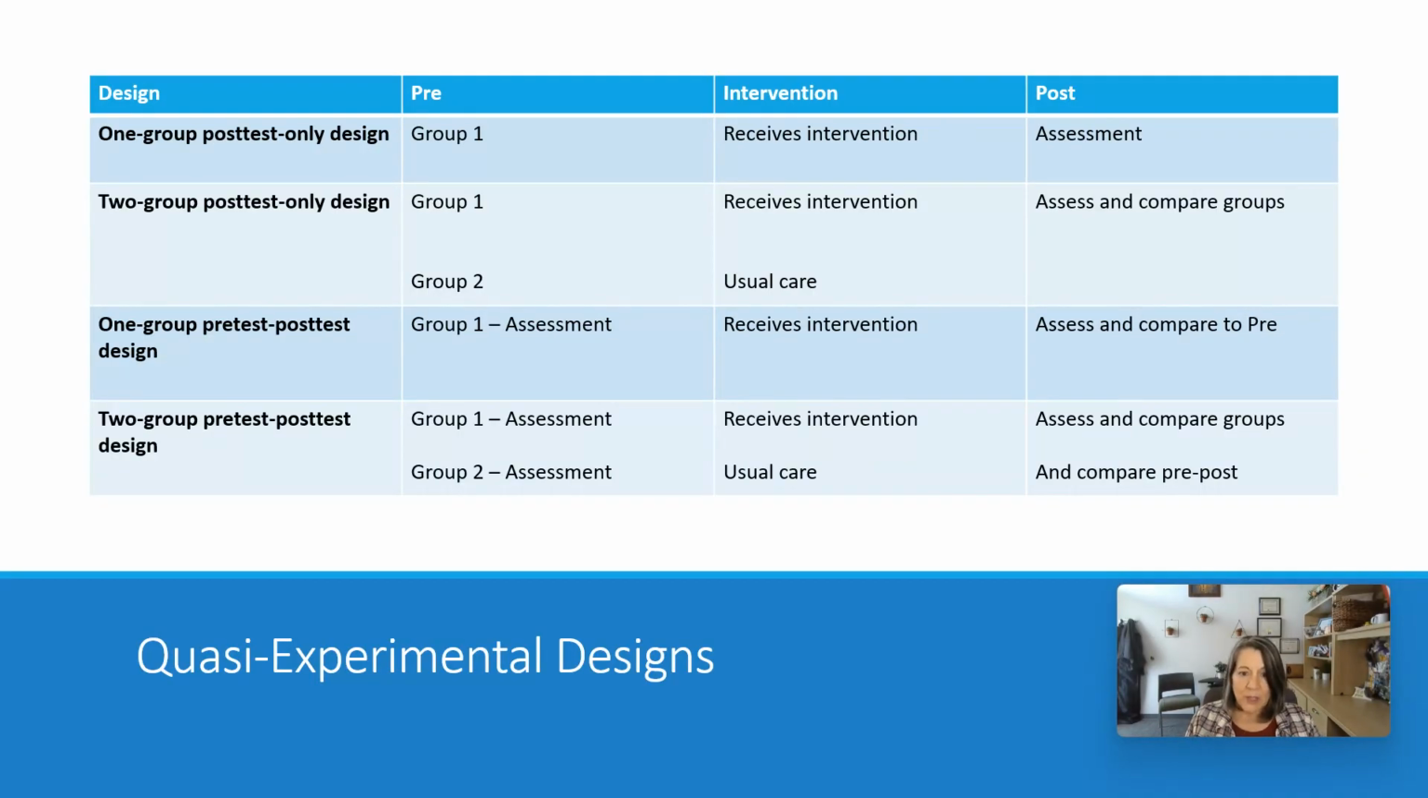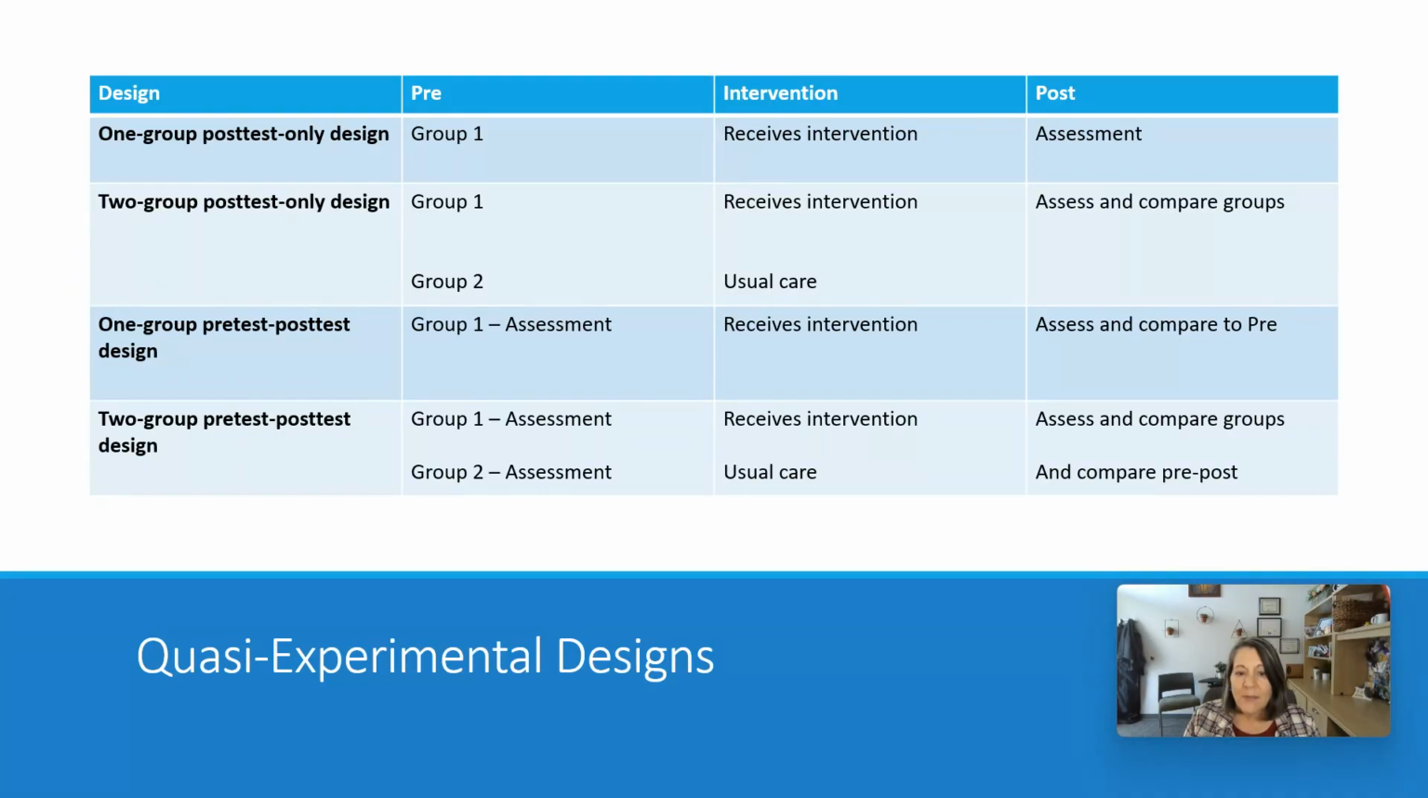Again, what's the problem with that design? Well, we don't know if the groups were equal or unequal at the beginning. What if we went back to that first group, one skilled nursing facility, and used them as their own control? So we did a pretest. What was their fall risk like before we did the intervention? We give them the intervention, and then we assess them again and we compare them to the pretest. Okay, so now we have a little stronger study because we can see how they did afterwards.